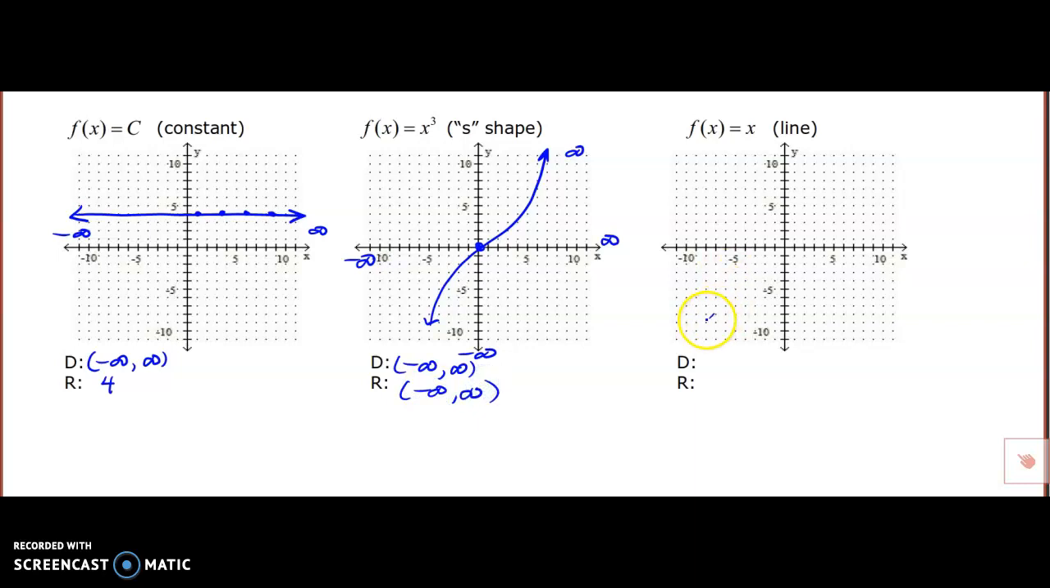We all need to be able to draw lines. We actually did some work with lines, but when there's no exponent or nothing funny being done with the x, we're graphing a line. And again, because of these arrows, the arrow in this quadrant says I'm going to infinities. The arrow in this quadrant says I'm going to negative infinities. So the domain and range are the same as the previous one.